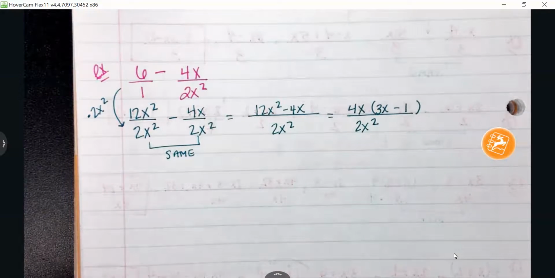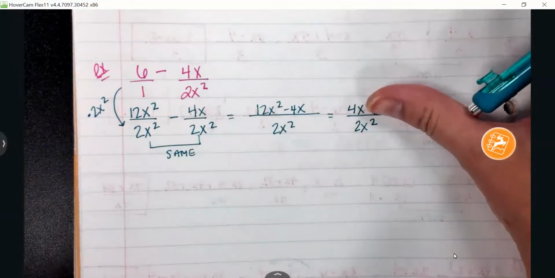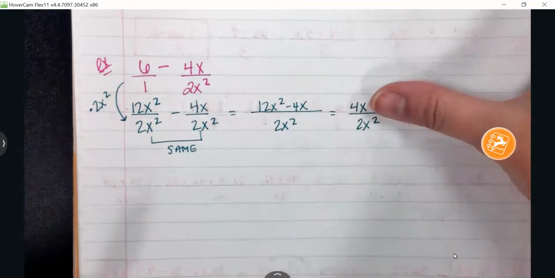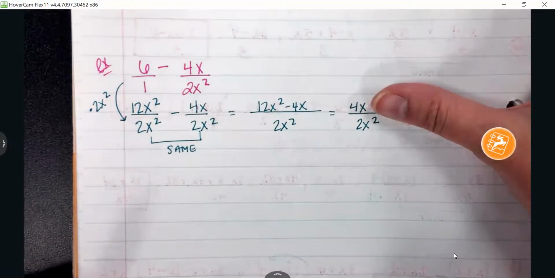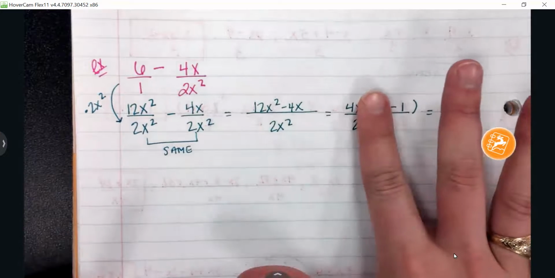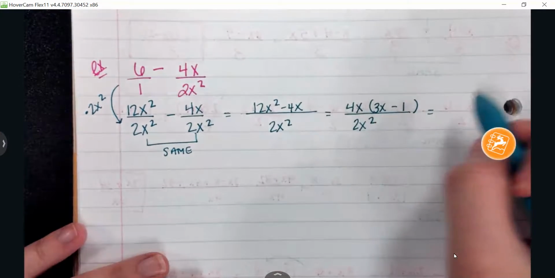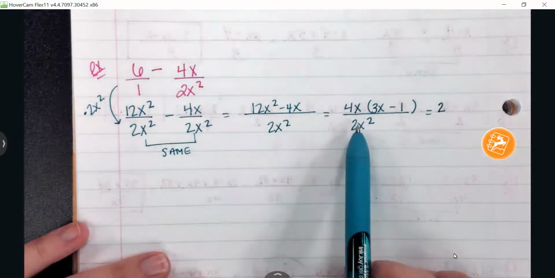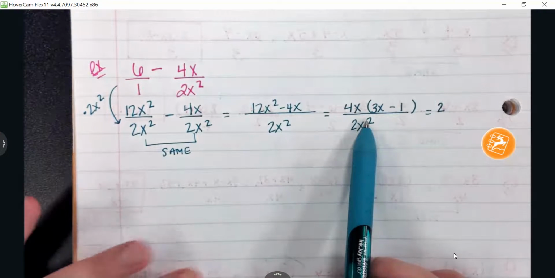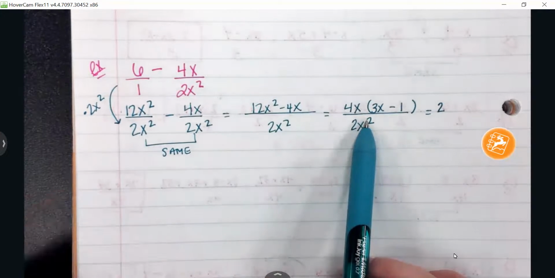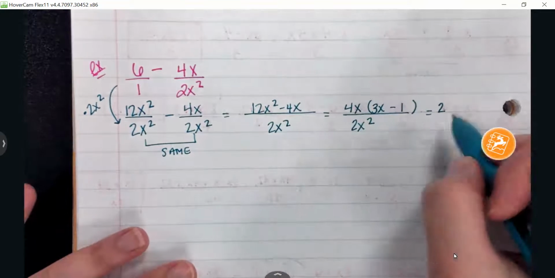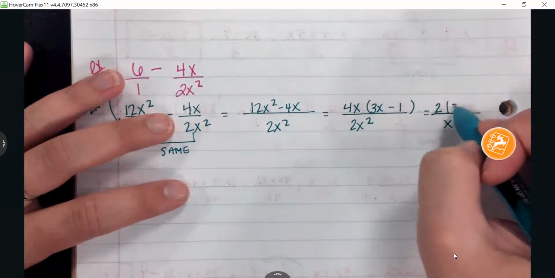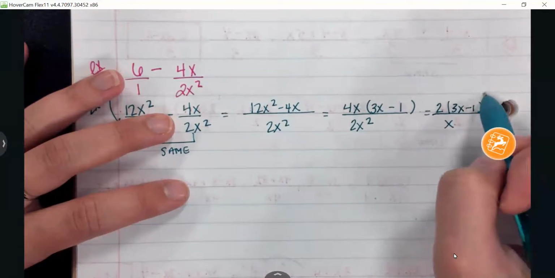I'm not done though, because these are outside parentheses. So what is 4x divided by 2x squared? Look at numbers first. What's 4 divided by 2? And it stays on the top. What is x divided by x squared? X, where does it go? Top or bottom? Why does it go on the bottom? There's more of them. And then my 3x minus 1 has to stay in parentheses.